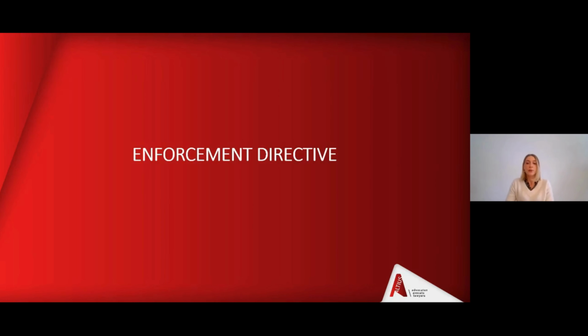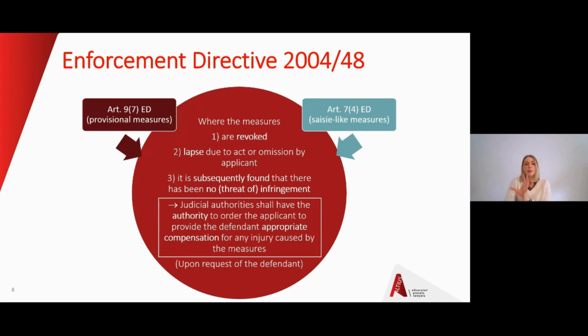I will start by quickly addressing the enforcement directive. The most relevant articles of the enforcement directive, which bring us provisions more specific to the enforcement of IP rights, are Article 9.7 of the enforcement directive and the direct reflection that we find in Article 7.4 of the directive, with Article 9 dealing with provisional measures and Article 7 dealing with the saisie-like measures in the directive, described as the measures for preserving evidence.